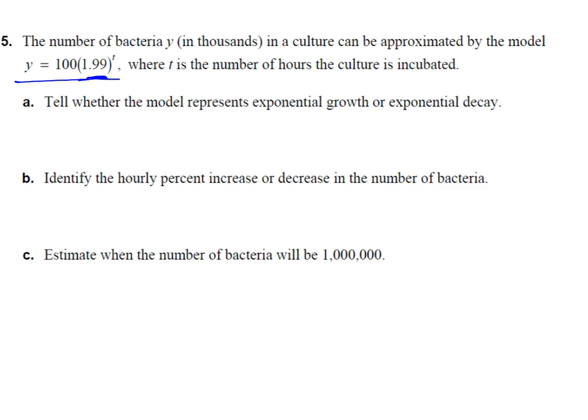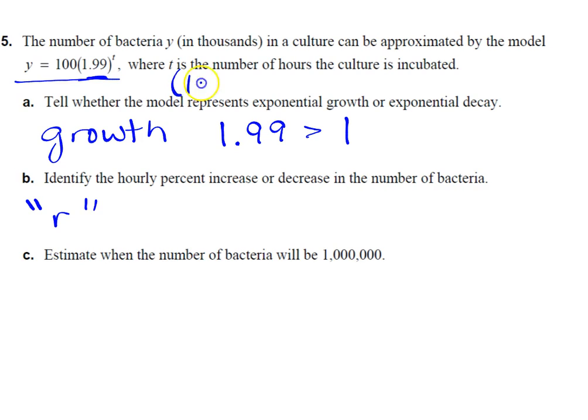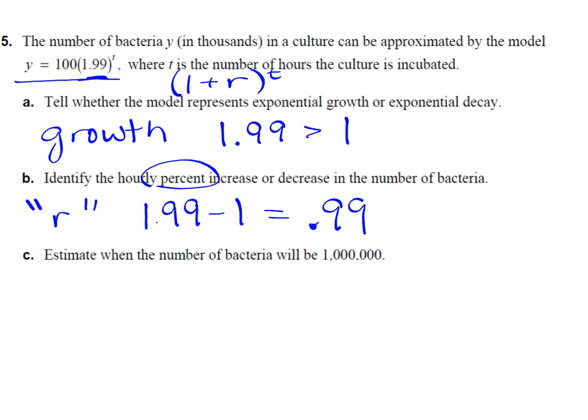Is this going to be exponential growth or decay? Growth. And we know it's growth because 1.99 is greater than 1. Perfect. Now, part B says for us to identify the hourly percent increase or decrease in the number of bacteria. So that means we want to know what is r. Now remember, in the form, it says 1 minus r or 1 plus r to the t. So if 1 plus r is 1.99, what is r? 0.99. So if I just do 1.99, get rid of the 1, the percent would be 99%. That's a very large growth rate, right?